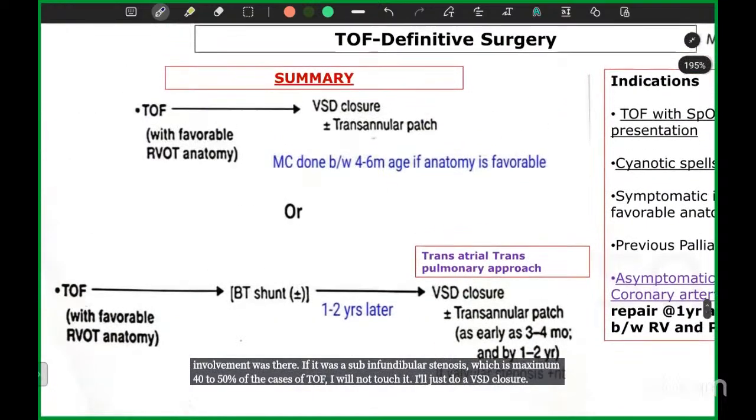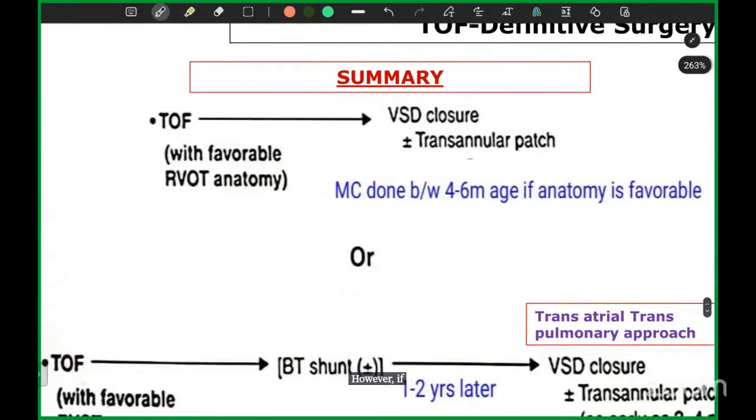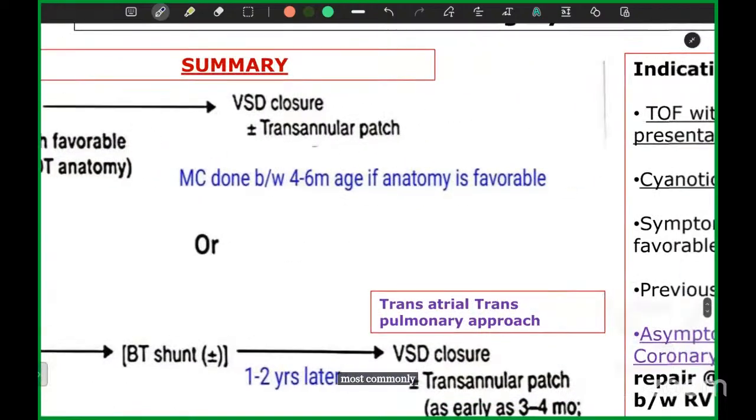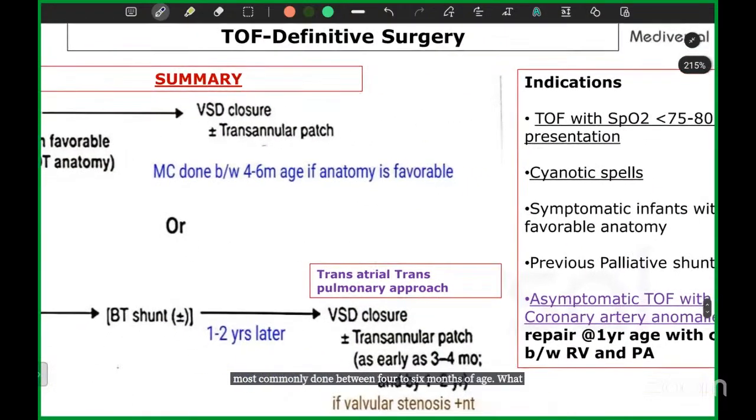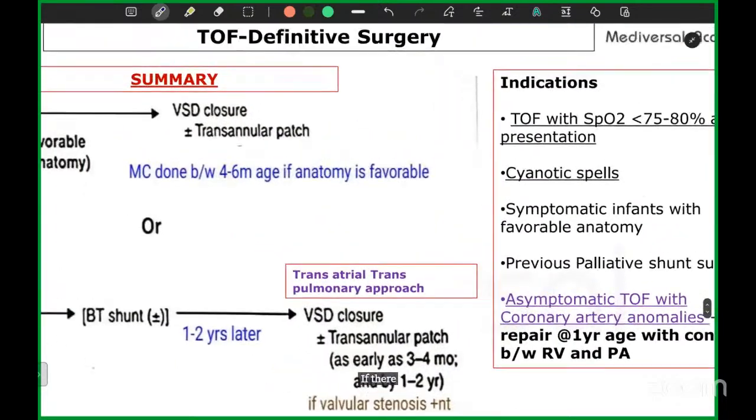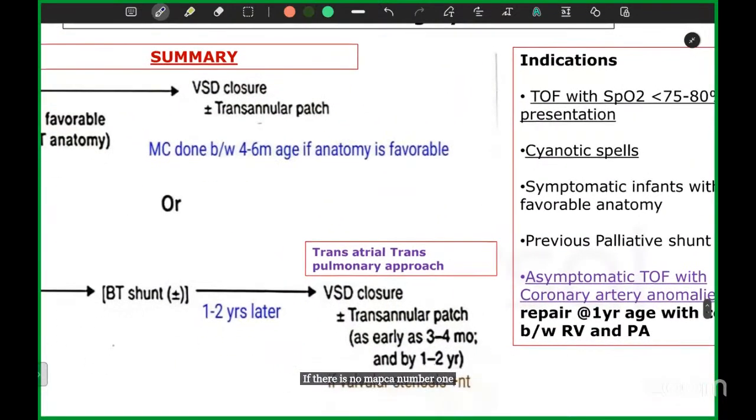However, if there's a patient who is having a TOF with a favorable anatomy, and this kid never required a BT shunt, say there was no TET spell, there was nothing of that sort, I will simply go with a VSD closure plus minus a transannular patch, most commonly done between 4 to 6 months of age. What do I mean by when I say if anatomy is favorable? I clearly mean if there is no MAPCA, number one, if there is no pulmonary atresia, number two. I will always go with this.